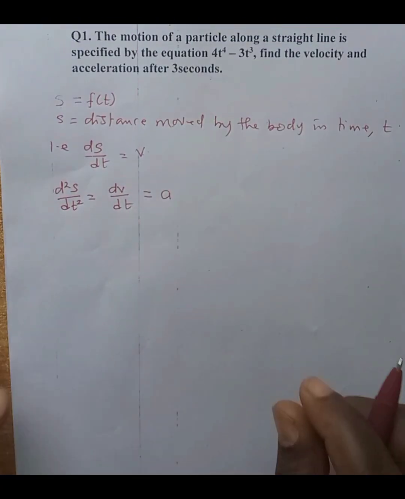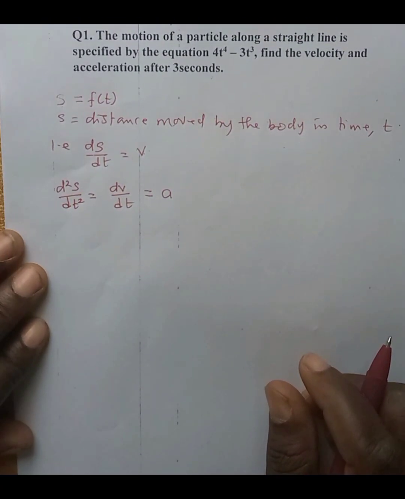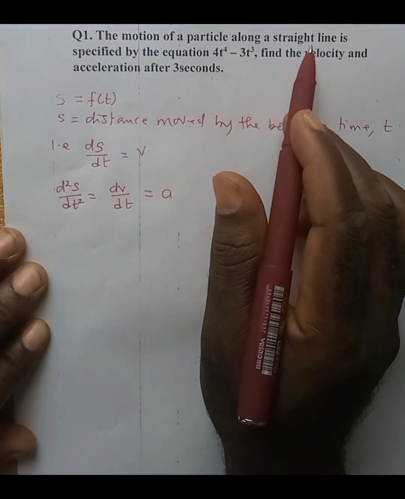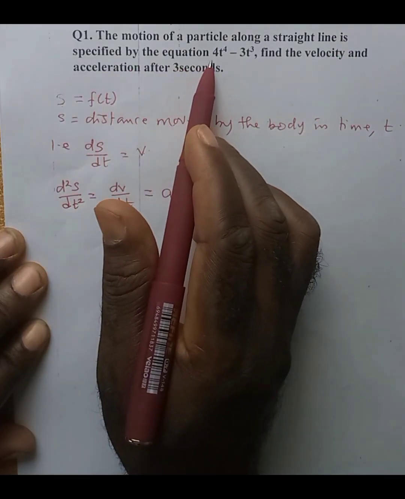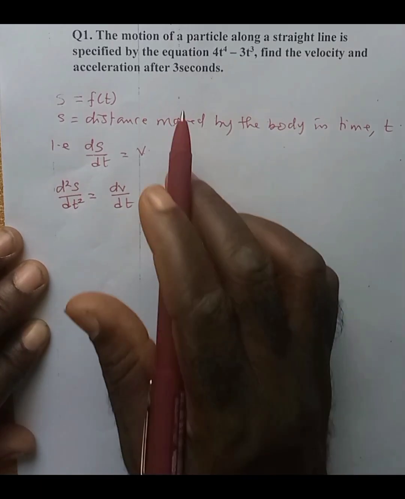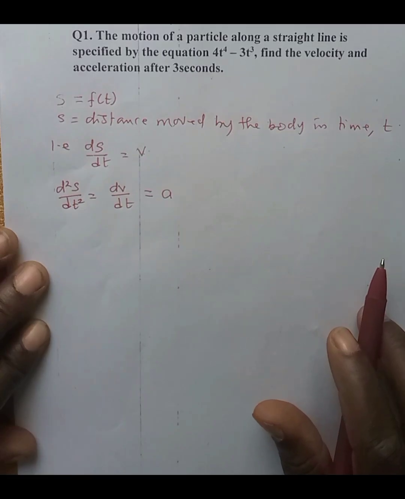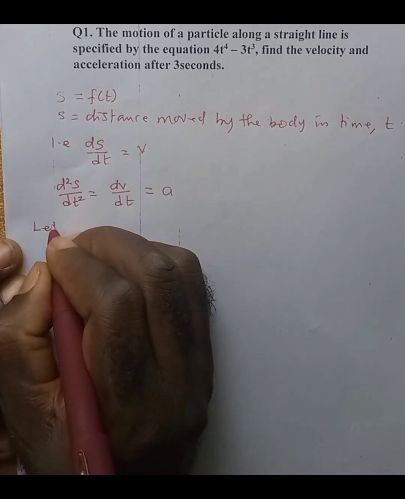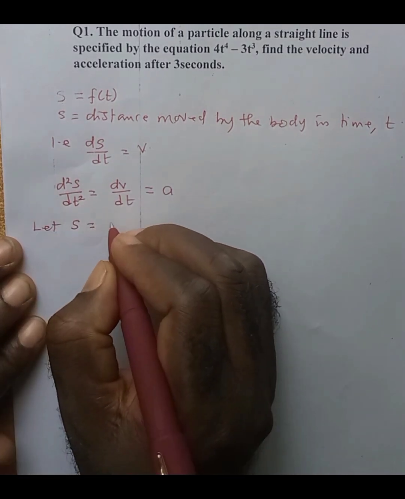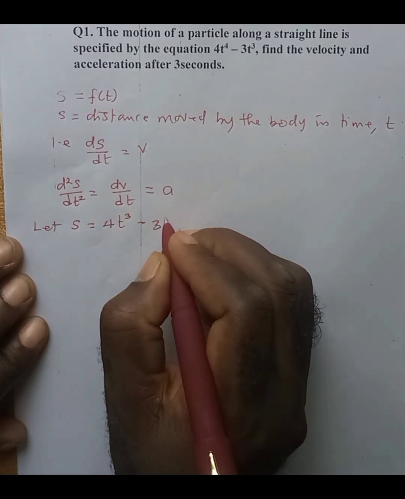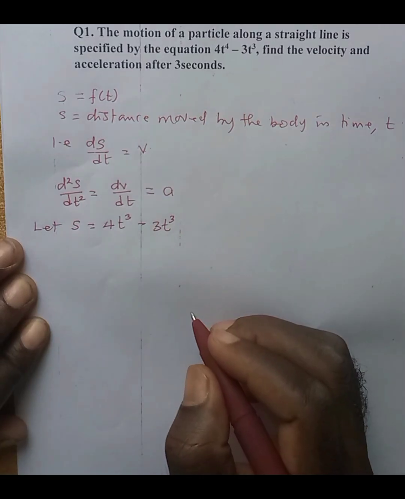Now let us apply this to solve some problems. The first question says that the motion of a particle along a straight line is specified by the equation 4t raised to power 4 minus 3t raised to power 3. We have to find the velocity and acceleration of this particle after 3 seconds. Now, let s be equal to 4t raised to power 4 minus 3t raised to power 3.